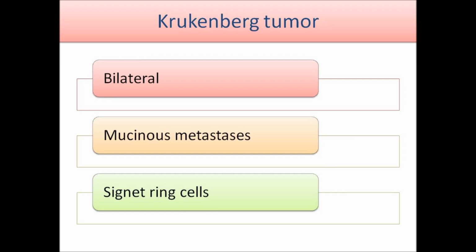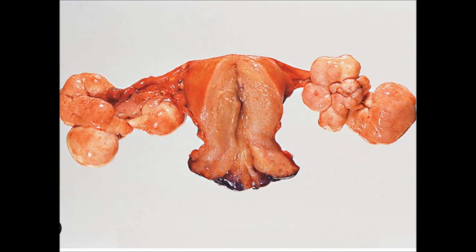This tumor needs to be differentiated from the primary mucinous tumor of the ovary, and the bilaterality of this tumor is actually the differentiating point, because the mucinous tumors of the ovary are usually unilateral. However, Krukenberg tumors are bilateral. This is the gross appearance of Krukenberg tumor. We can see its bilateral, lobulated appearance, and this is what we see under the microscope.